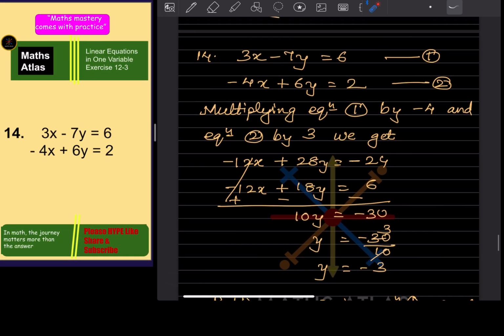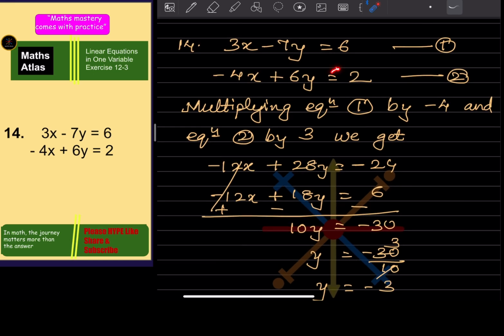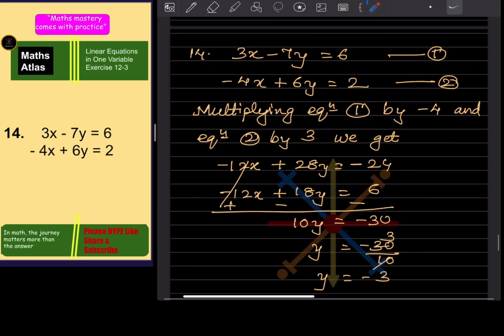So now here what we can do, we have to see here, this is 3 and this is minus 4. So now we need this should be 12. So here will be multiplied by minus 4 and this should be multiplied by 3 to make it minus 12. Because we are multiplying this by minus 4, throughout the equation we have to multiply by minus 4, and here in the second equation, by 3.